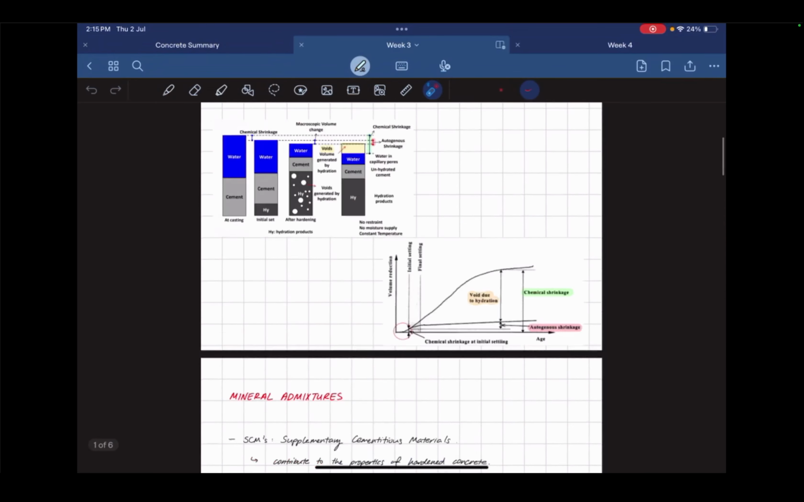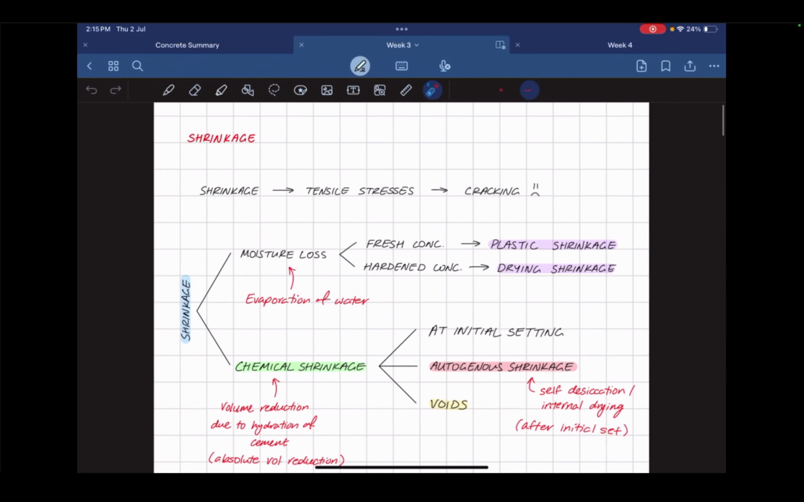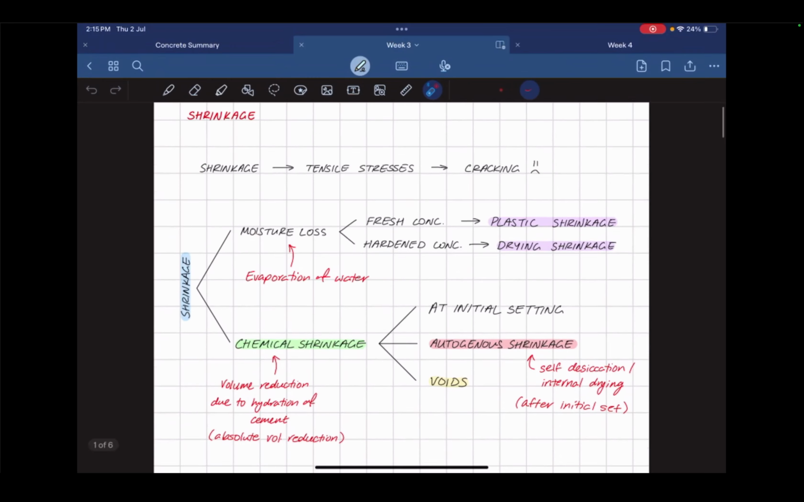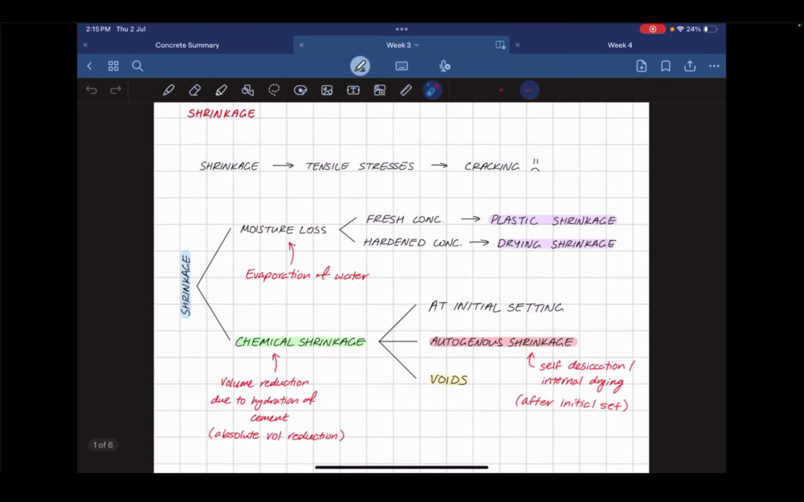Cool. Let's get started. Shrinkage. What is shrinkage and what causes it? There's two main reasons for shrinkage. We've got moisture loss, and we've also got chemical shrinkage. Moisture loss is pretty much just evaporation of water, which makes sense, right? And chemical shrinkage is just due to the hydration reaction.